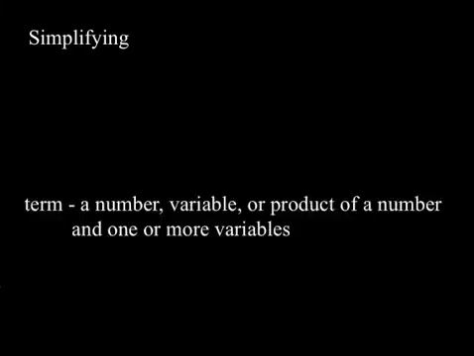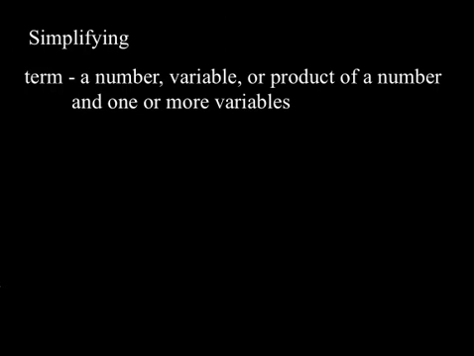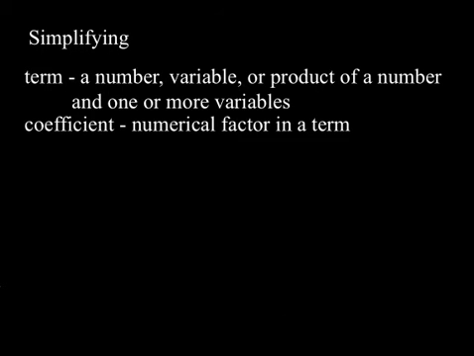Now when we simplify, that's different. Simplifying, there can still be variables. There will possibly be some numbers. But when we look at this, we have some terms again. And the first term we have is term. A term in algebra is a number, a variable, or a product of a number and one or more variables. The coefficient of a term is the number part, or it's the numerical factor in a term.